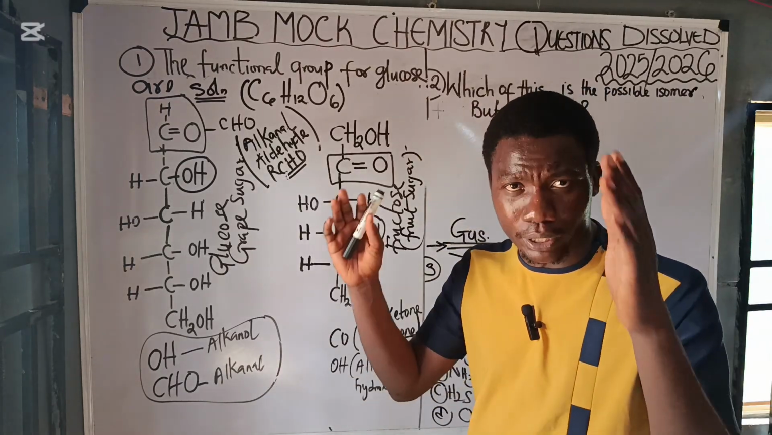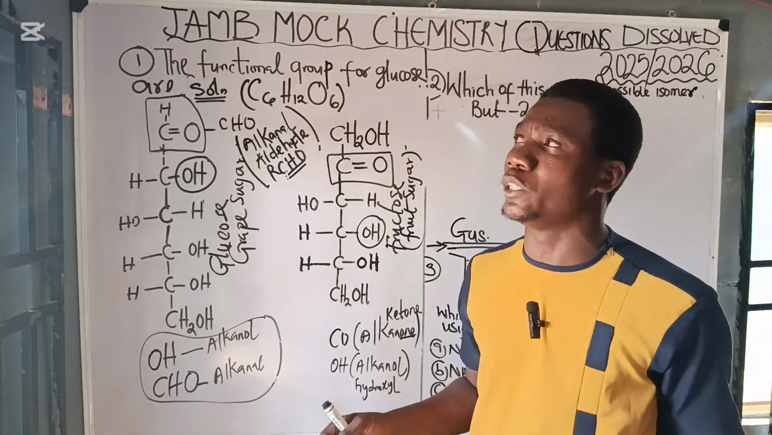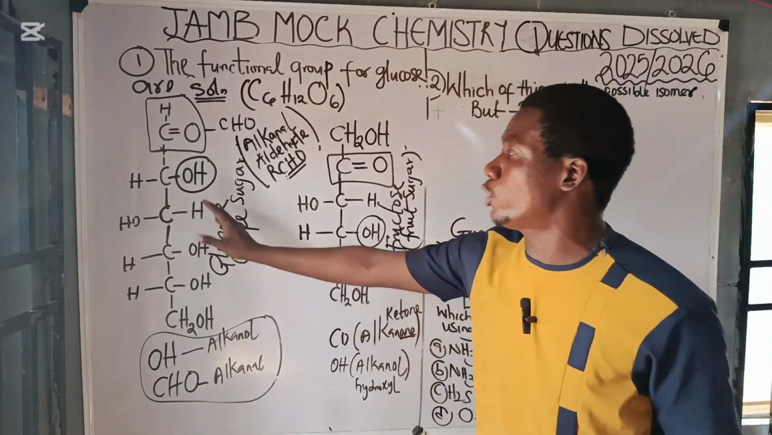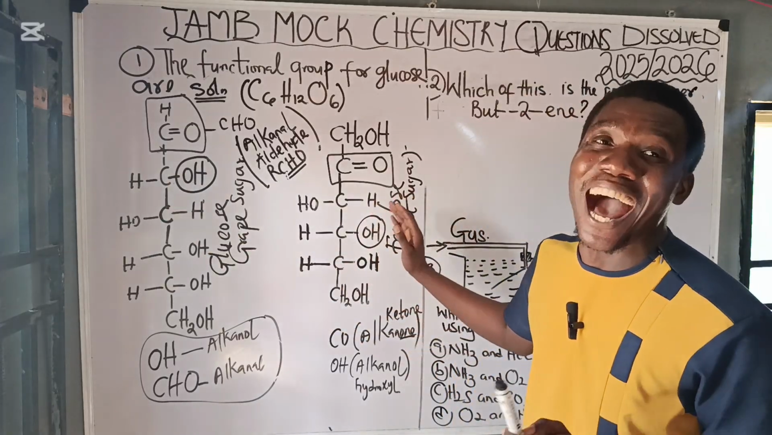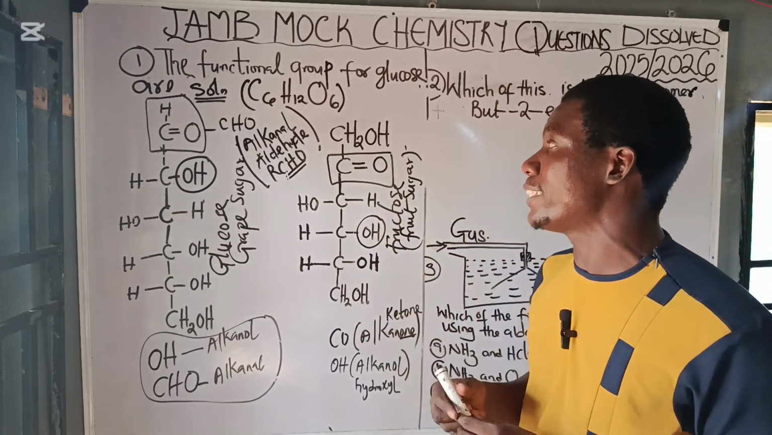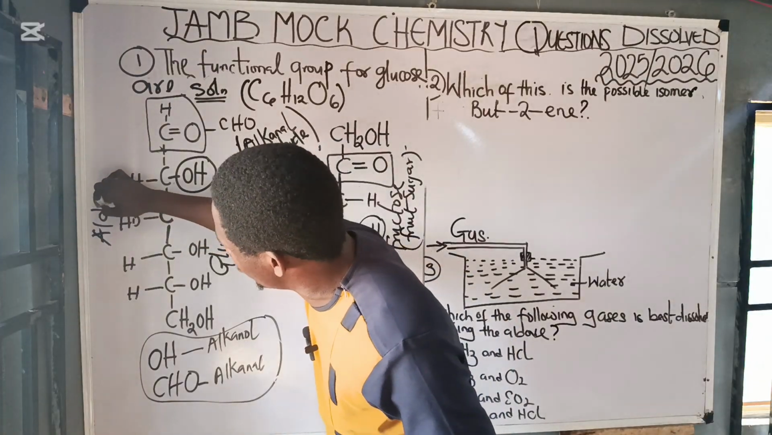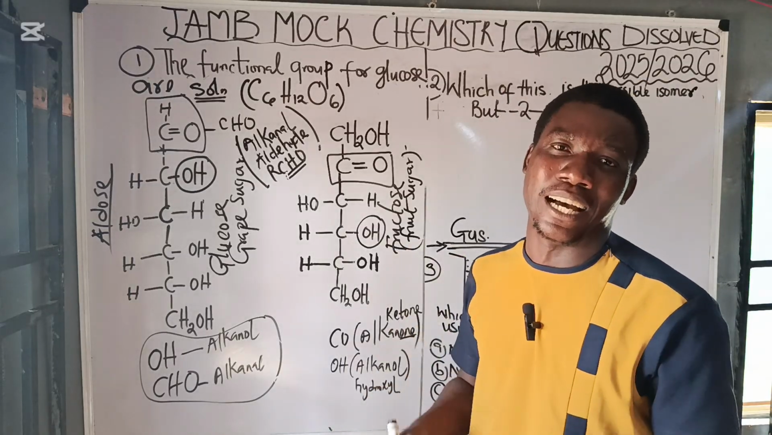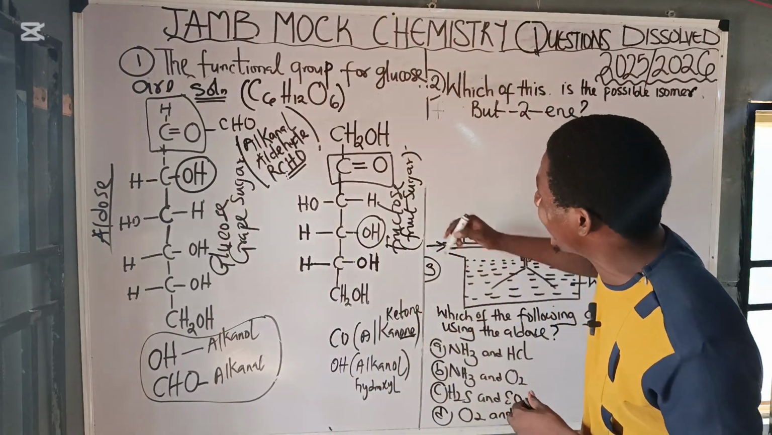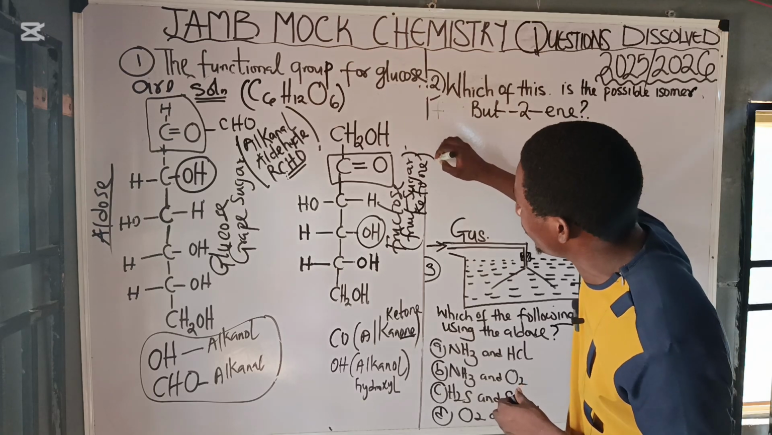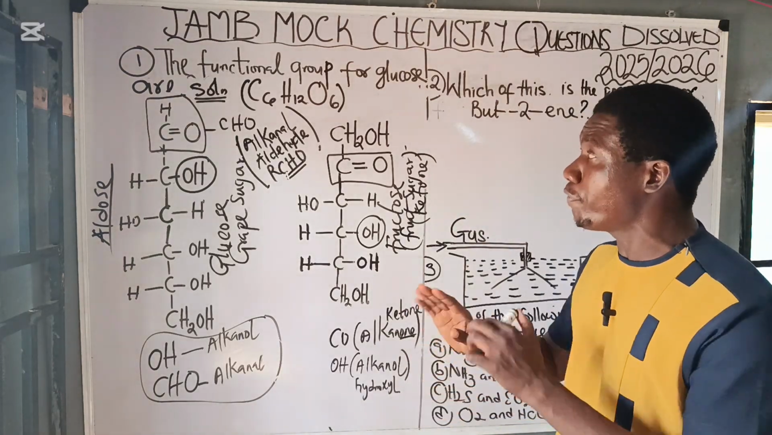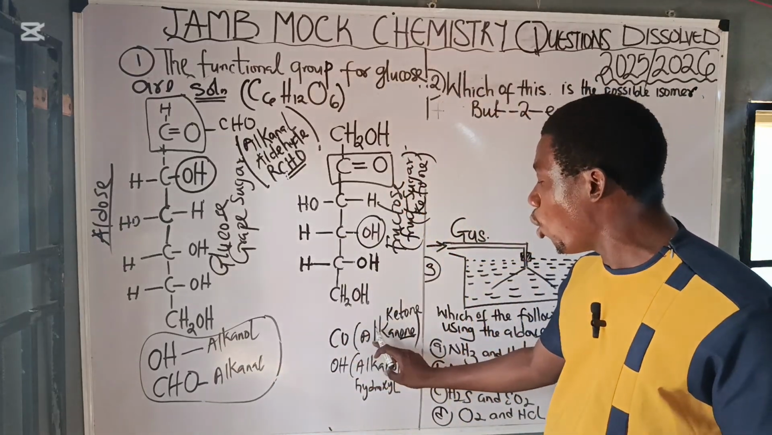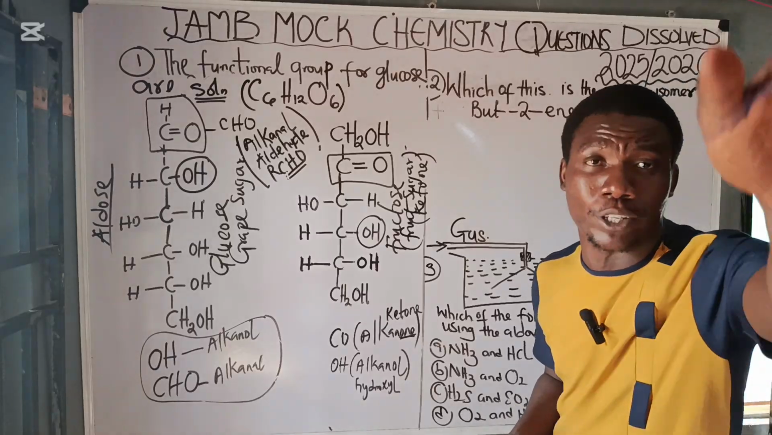Don't forget the alkanal is also called the what? Aldehyde. So what's the difference between glucose and fructose? The major difference between them is that this one is an alkanal while this one is an alkanone. So we will simply say that glucose is an aldose, meaning it's a member of the alkanal. Then we will say that fructose is a ketose, meaning it's a member of the alkanone. So the difference between them is that you have the CHO here, the alkanal, and you have the CO here, the alkanone. Now let's dive into question number 2.